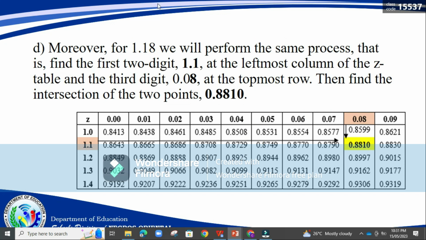So the same process. For 1.18, we will perform the same process, that is, find the first two digits, that is 1.1, at the leftmost column of the Z table. Okay, where's 1.1? It's here. And then plus 0.08, because that's 1.1, and the given Z-score is 1.18. So what are we going to add from 1.1 to make it 1.18? So that is 0.08. Okay, so it's here. This is the intersection, 0.8810. So find the intersection. So we got it here.